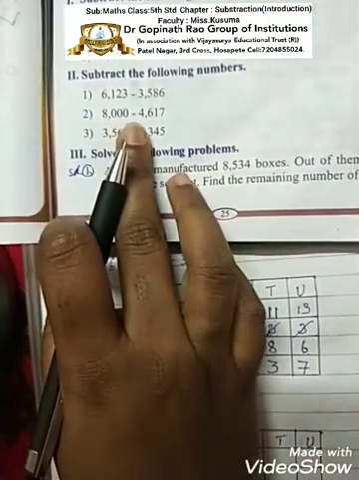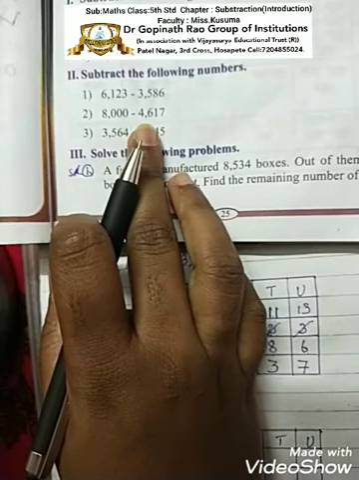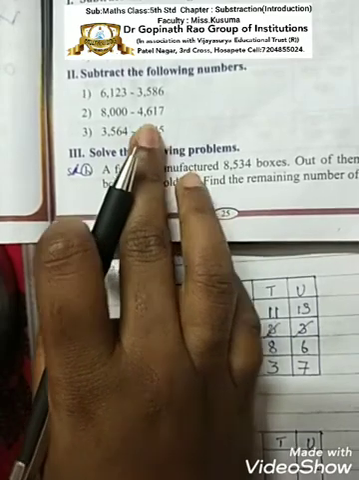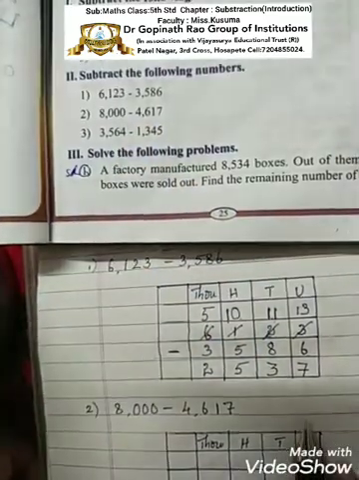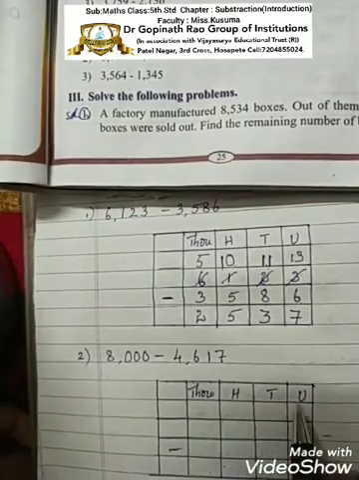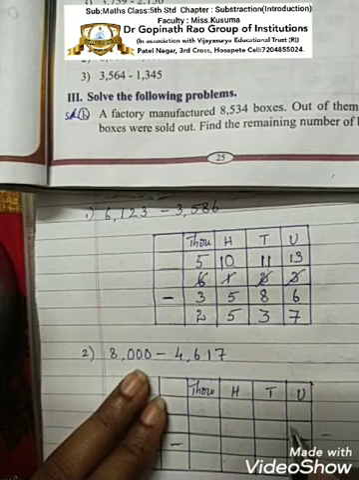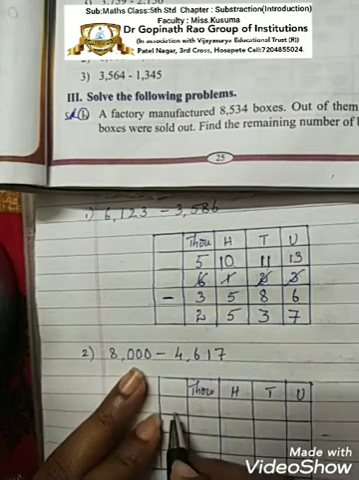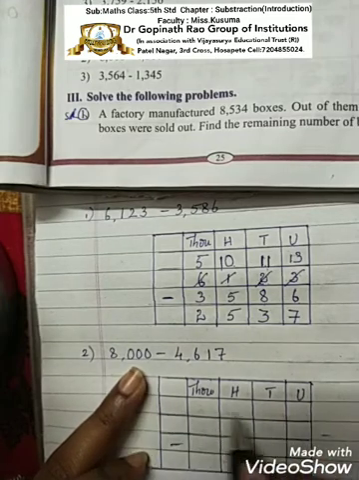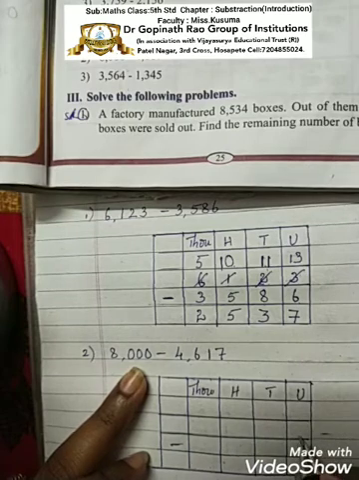8,000 minus 4,617. First put the given numbers in the table. See, 0 is in which place? Units place. First blank we have to leave for borrow. Okay, first row leave for borrowing.